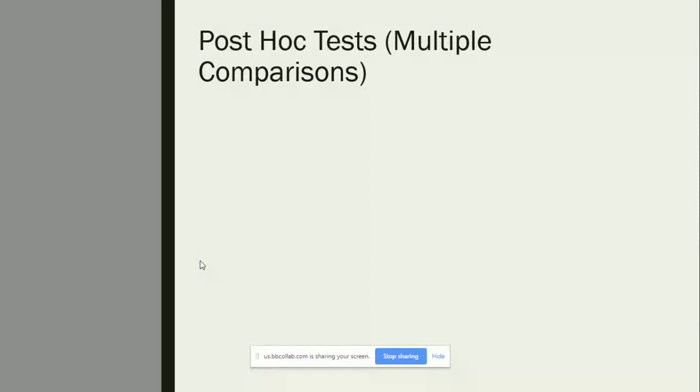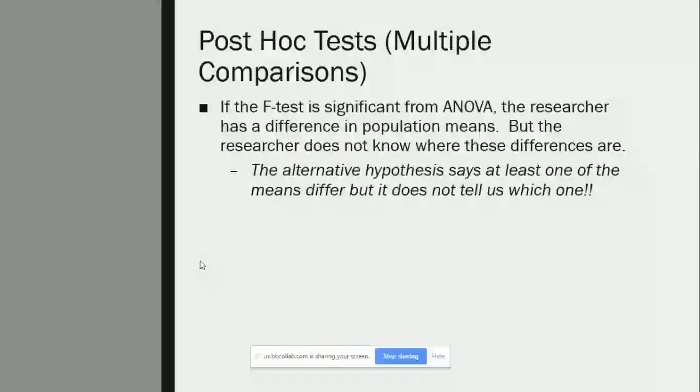That just shows you the multiple comparison. Well, the F-test is significant from the ANOVA. The researcher has a difference in population means, but you don't know where these differences are. So the alternative hypothesis says, yes, at least one of your means is different, but you don't know which one. That's where the post hoc test comes in.